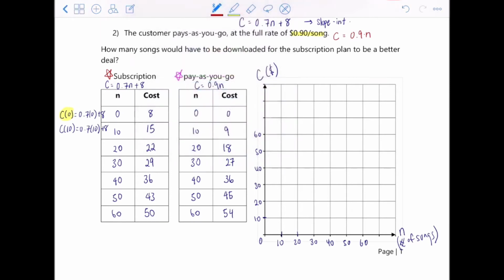Now starting with the red one right here, subscription, n equals 0, then cost is $8. So right here, when n is 10, it's 15, right here, and 20 and 22, and so on. So I'll plug in 60 and 50 first. So 60 and 50 right here. This way I can see if my lines are straight. Oh, it's pretty good. So let's go this way, and this is subscription.